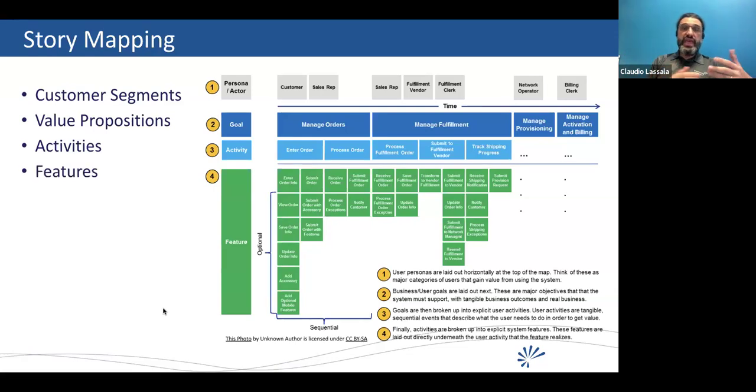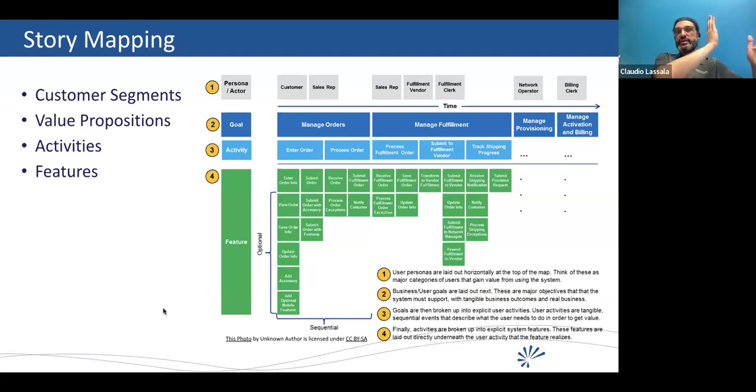And then underneath that, what are the features that enable those activities? Those are the user stories, right? So underneath enter order, you see enter order info, submit order, view the order, submit order with accessory, whatever that means within this context. Save the order info, submit with features, update, do this, do that. All of different bits and pieces.